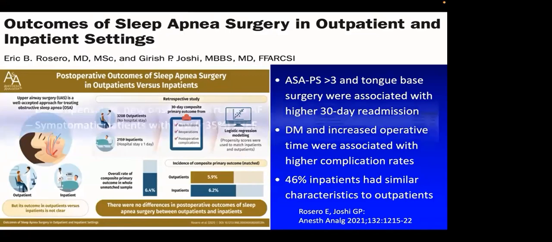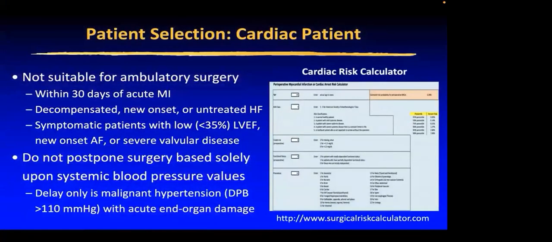With regards to patients with cardiac disease, this patient population is complex. However, patients with a recent MI, defined as MI within 30 days, patients with decompensated, new onset or untreated heart failure, and patients with symptomatic low ejection fraction, new onset atrial fibrillation, or severe valvular disease are not suitable for ambulatory surgery.